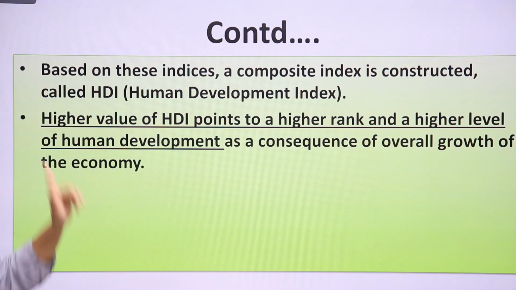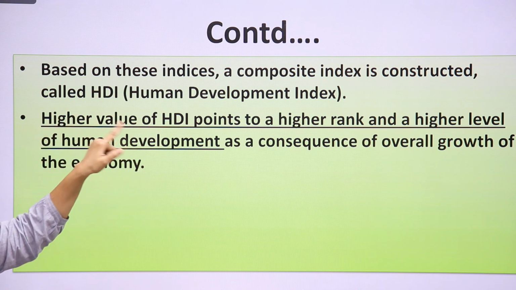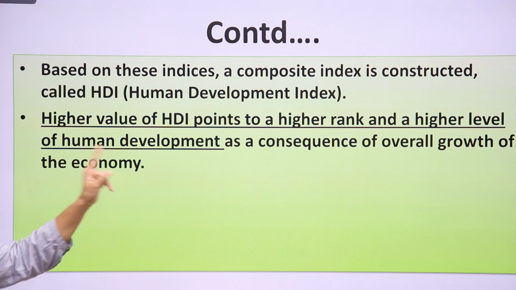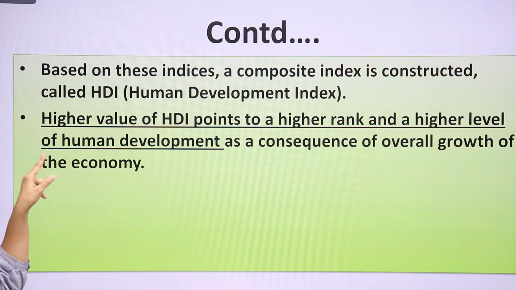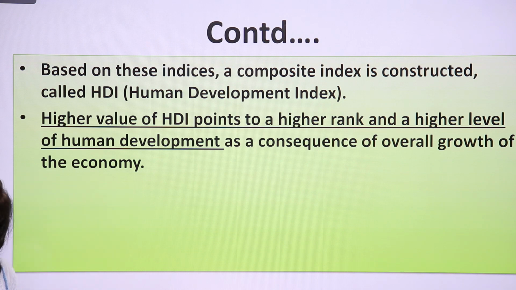Development. Then, based on these indices, a composite index is constructed called HDI, Human Development Index. So all the indices, all the factors we have discussed in our previous slide, they all contributed together towards indices, or on the basis of them the index is formed, which is called your Human Development Index. If that index is really good in some nation, that means its human resource is really developed. Then a higher value of HDI points to a higher rank and a higher level of human development as a consequence of overall growth of the economy. So if in any nation HDI is high, that means that nation is developed and its human resource is also developed.